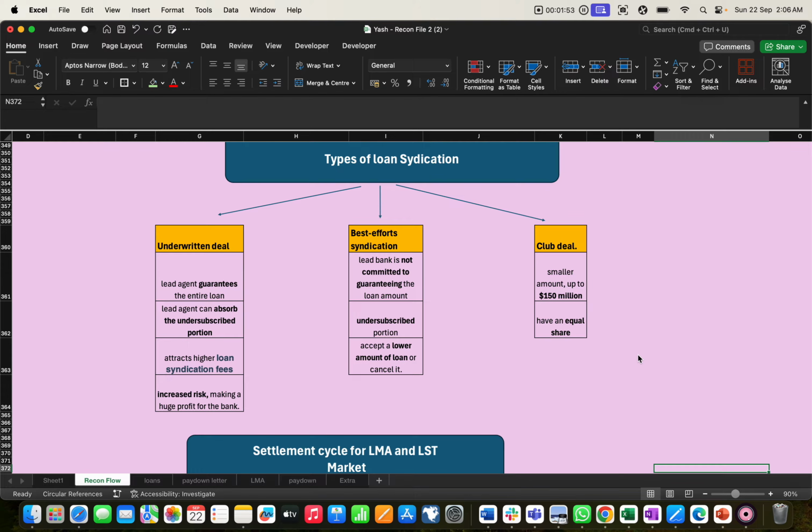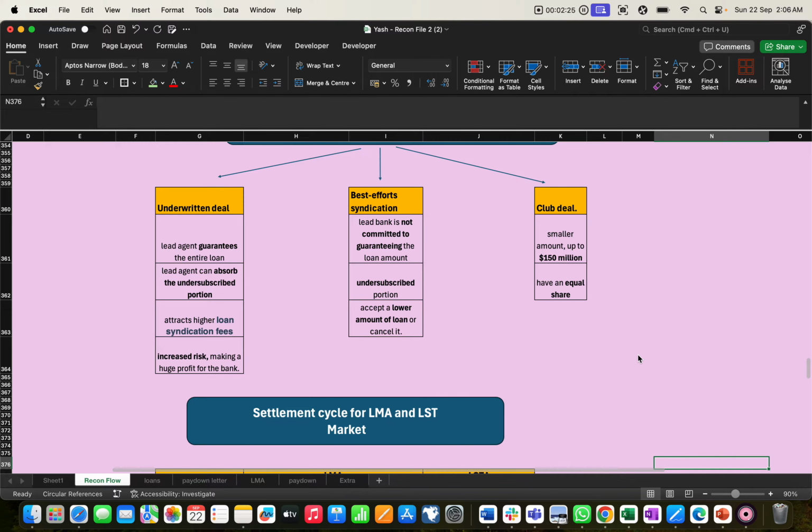The second important feature of the underwritten deal is the unsubscribed amount. For example, if they want to release 100% but 90% of the loan gets subscribed and 10% is left, the agent plays the important role and guarantees to give the money to the business or financial institution that needs it. It also attracts a higher loan syndication fee, because the agent bank is giving the guarantee on the portion of the amount that does not get subscribed, so it will charge a high syndication fee.